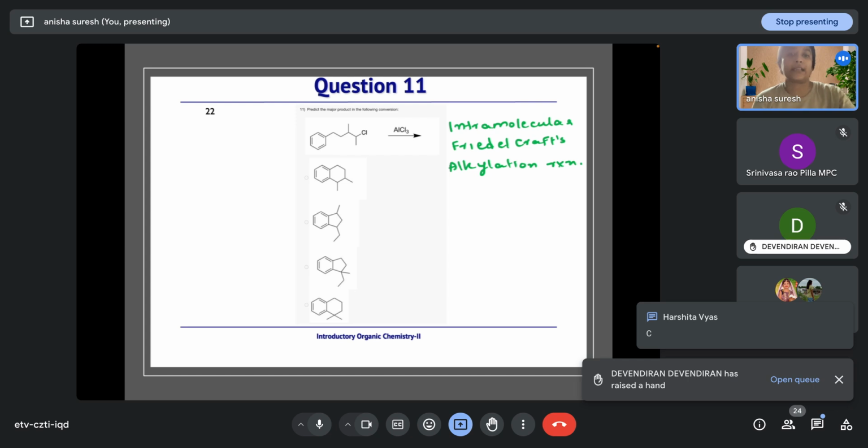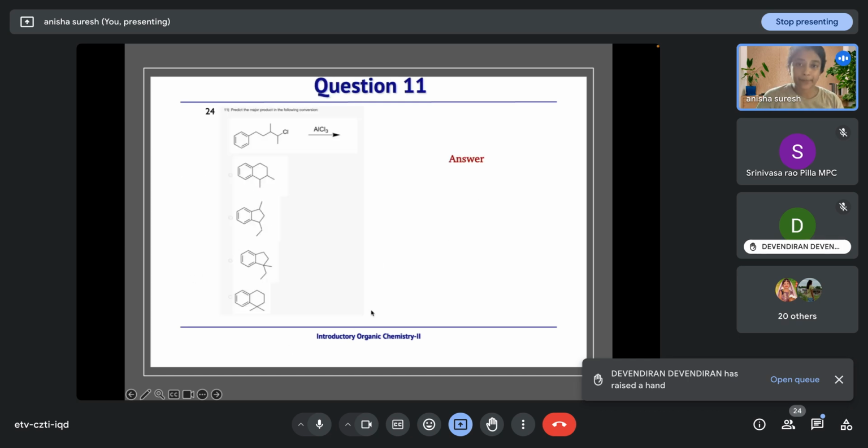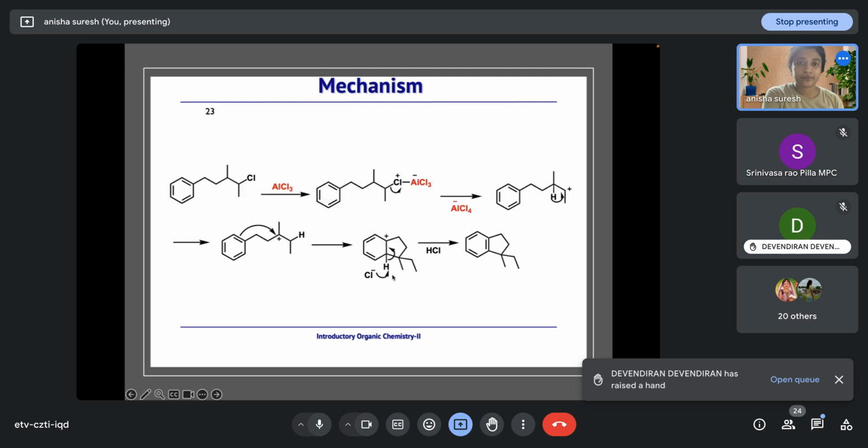Let us see what is the answer. So this is the mechanism. First, this lone pair of chlorine will coordinate with AlCl3. We will get this intermediate. Then this will get removed and a positive charge will be generated here.